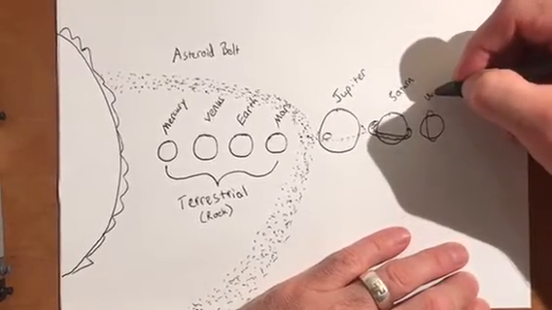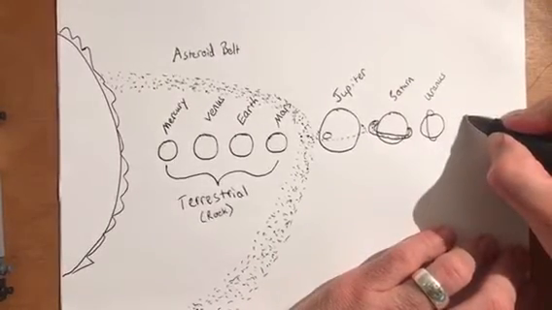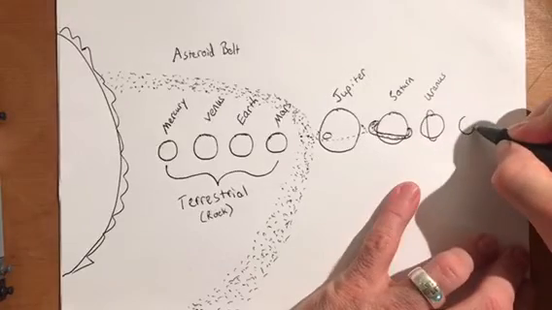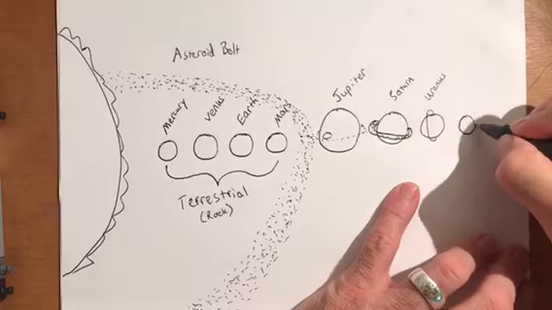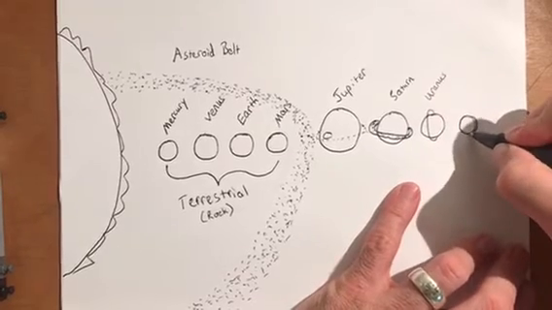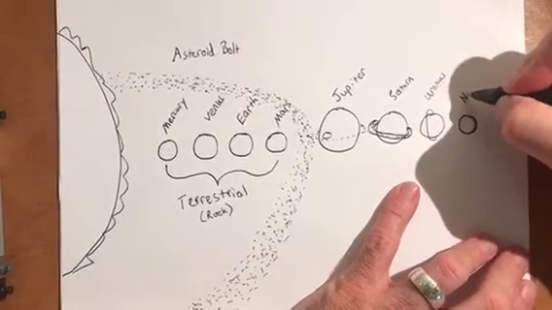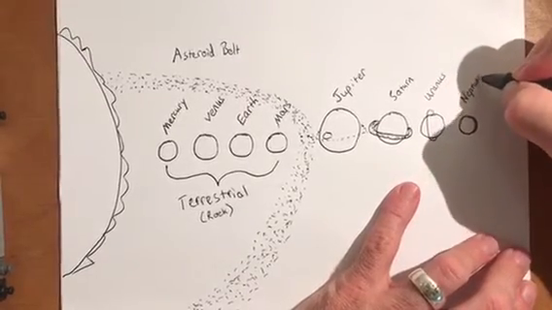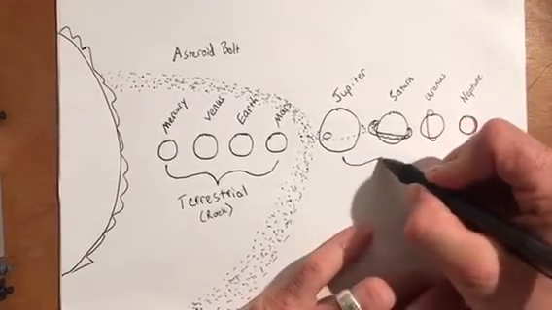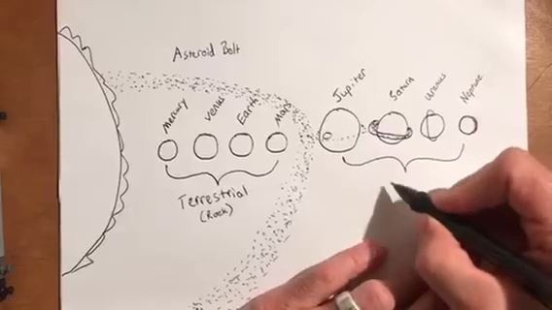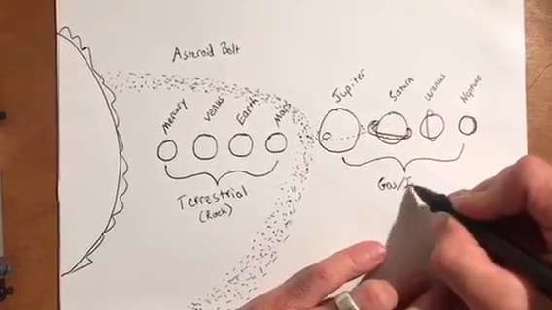Uranus. Let me see if I can get that a little bit bigger here. The outer planets are known as gas or ice giants.